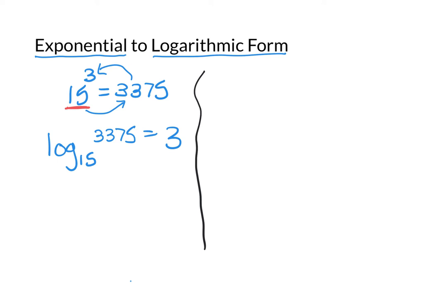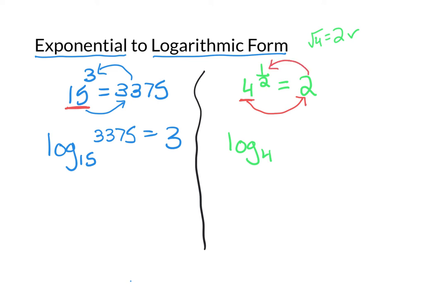All right, so next one, 4 to the power of 1/2 equals 2. Remember, power of 1/2 is the same thing as square root, so that makes sense. But to write it as a logarithm, log base 4 of 2 equals the exponent. Log base 4 of 2 equals 1/2. 4 to the power of 1/2 is 2.